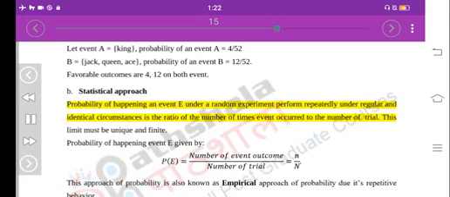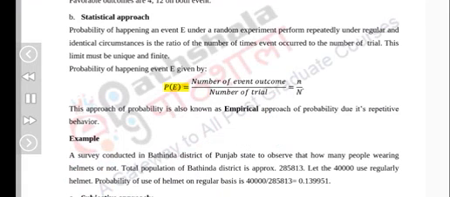The probability of happening of an event E under a random experiment performed repeatedly under regular and identical circumstances is the ratio of the number of times the event occurred to the number of trials. This limit must be unique and finite. The probability of happening of event E is given by P equals number of event outcomes over number of trials, equals n/N. This approach of probability is also known as the empirical approach of probability due to its repetitive behavior.